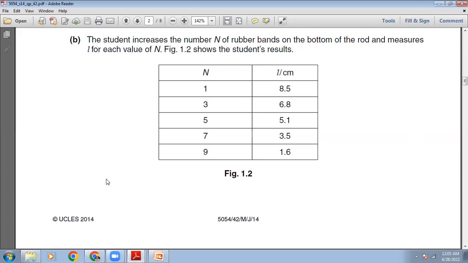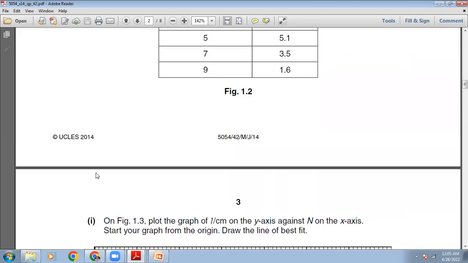So when there is one rubber band, the L value is 8.5, and when there are three rubber bands, the L value is 6.8. The more rubber bands you put on, the length gradually decreases. So 7 rubber bands, 3.5 centimeters, 9 rubber bands, 1.6 centimeters is the L. L means the length of the rod which is outside the water.